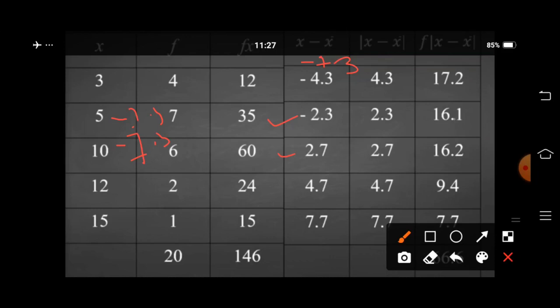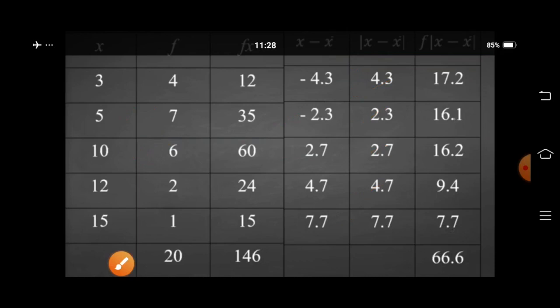Now, we will convert all of these into absolute values. Minus 4.3 converted to absolute value will be 4.3. Minus 2.3 becomes 2.3 in absolute value. 2.7 remains 2.7. 4.7 remains 4.7. 7.7 remains 7.7. Okay.